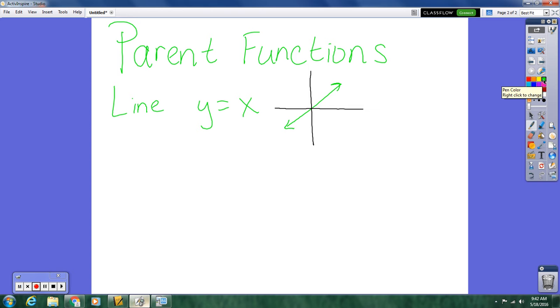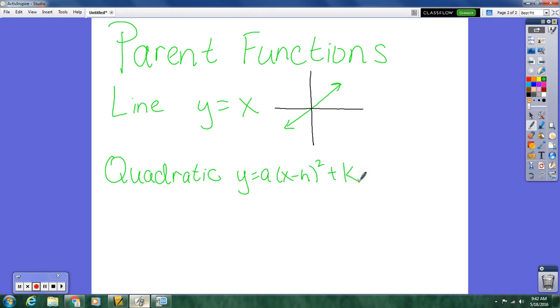Let's do the quadratic next. This time they call it vertex form, and it looks like a U, and that's the y equals x squared parent function. We talked about that one.